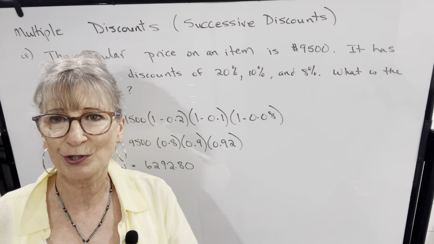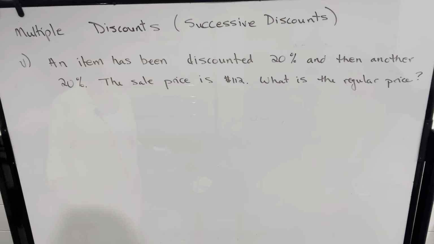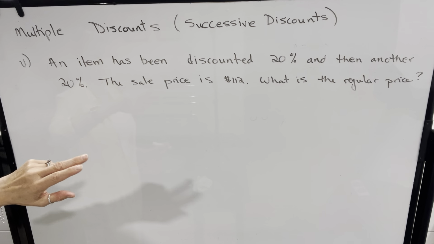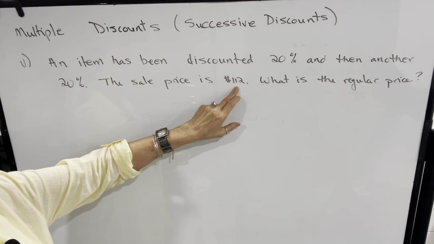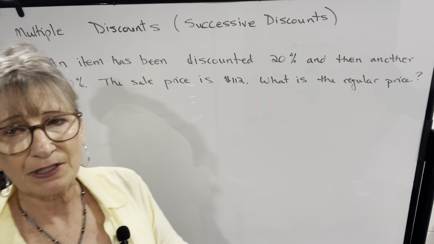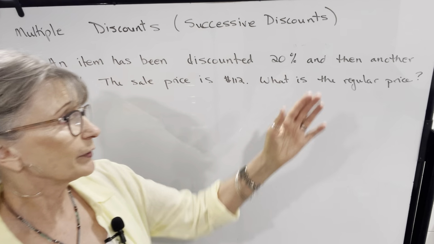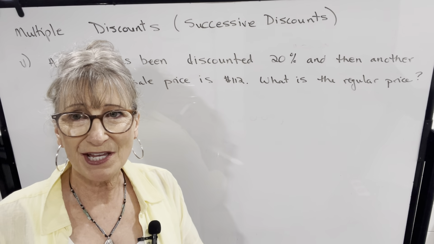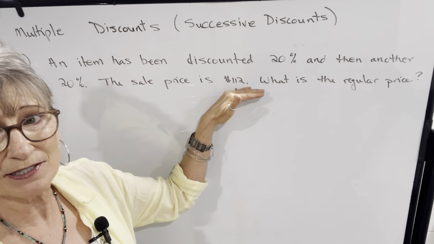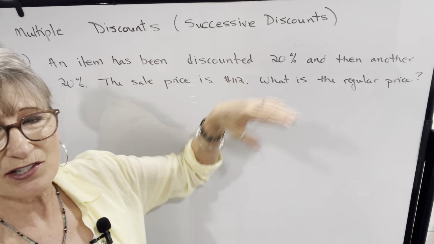Let's look at one more example where we have successive discounts, but this time we'll know the sale price and we're going to want to know the original price. We're told that an item has been discounted 20% and then another 20%. The sale price is $112. What is the regular price? Remember, we can't add 20% and 20% to get 40%. That won't work. And remember, we can't take 20% of the sale price because our discount is based on the regular price.